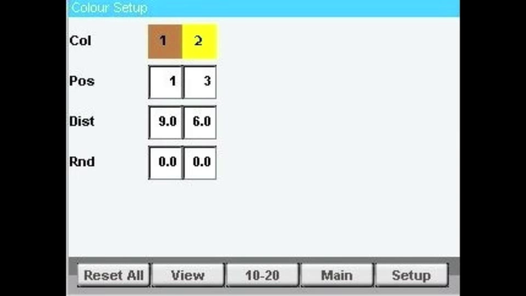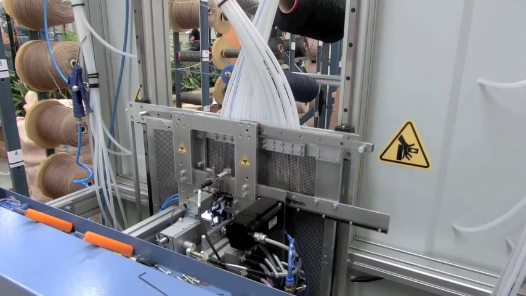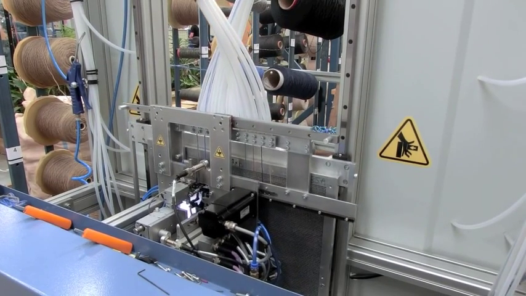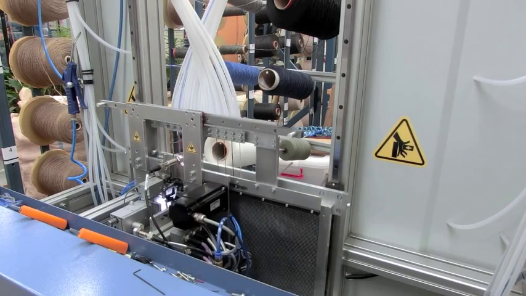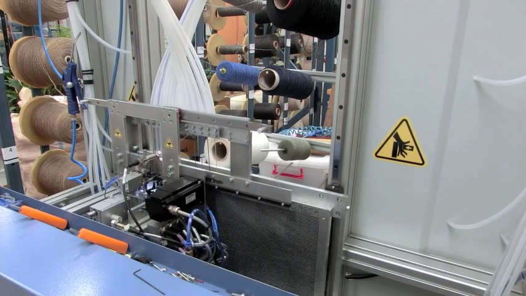This is one of the setup screens on the Kibby G5. Before running the sample, we allocate pattern colours to positions in the colour bar and assign them a particular pile height. Here, colour 1 is in position 1 and has a height of 9 mm. Colour 2 is in position 3 and has a height of 6 mm. We load 2 colours on the machine, in this case blue and grey, and start the machine running.